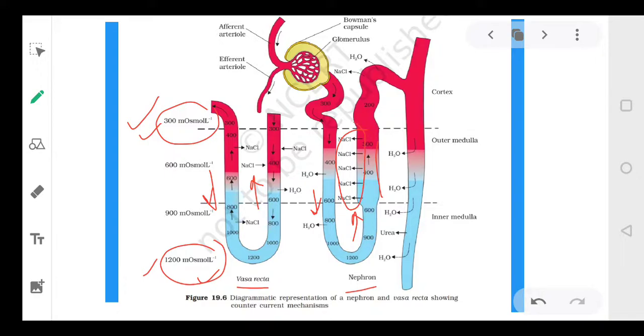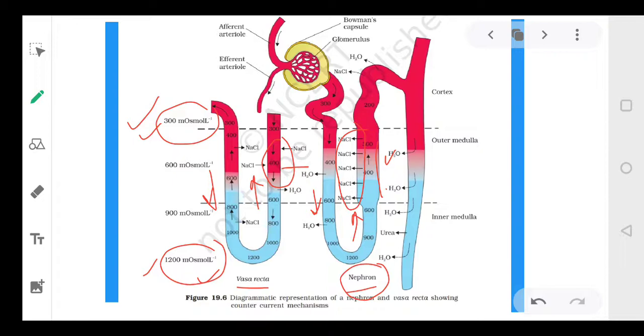ठीक है, so the ascending limb of the Henle's loop will transport, yes, it will transport the NaCl. ठीक है, यहाँ से NaCl ट्रांसपोर्ट हो रहा है and this will go into the ascending portion of vasa recta. ठीक है, ये हमारा असेंडिंग पोर्शन है. नेफ्रॉन के असेंडिंग पोर्शन में से NaCl वासा रेक्टा के असेंडिंग पोर्शन में चला जाता है. ठीक है, this means the NaCl is being returned into the interstitium by vasa recta.